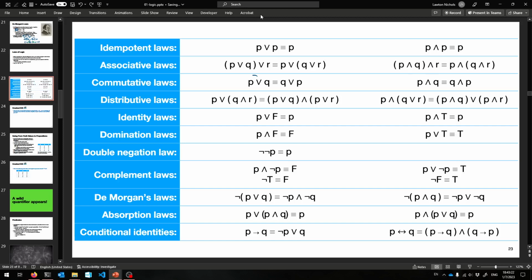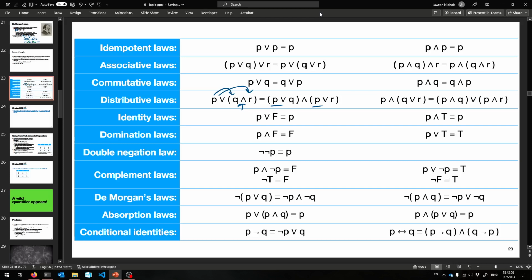Commutative laws: you can flip P OR Q to Q OR P. Nothing changes. Same with AND. Distributive laws are kind of cool. You can distribute this P OR with Q, P with R, and the AND stays the same. That's kind of nice. Same with AND. AND can also distribute over OR. Kind of brings it inside. Just follow the rules. It'll all work out.